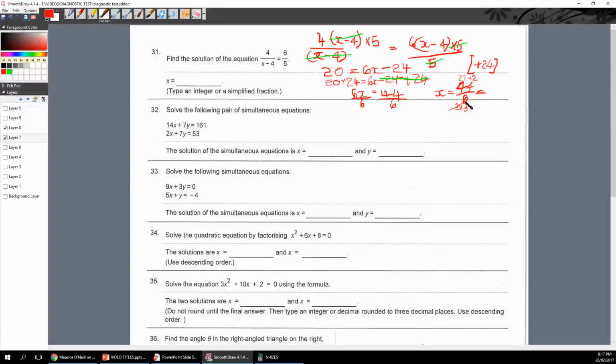So we can cross out the 2's, 2 from the top, 2 from the bottom, and that equals 22 over 3. And that is the answer. x equals 22 over 3, which I'll write in here.